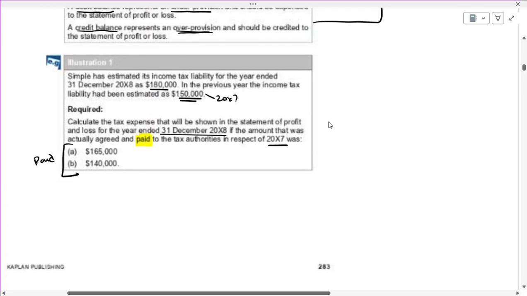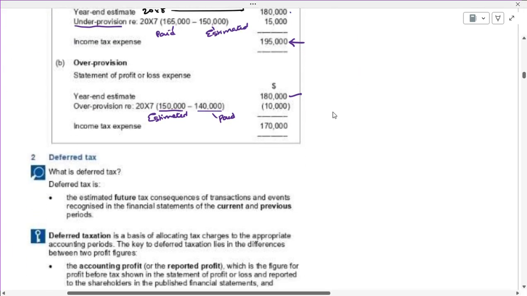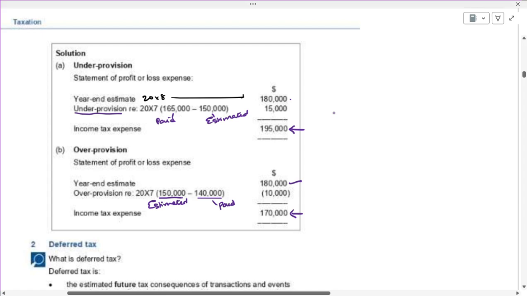Go back to that. How much have you paid? 140. We have estimated 150. This is the estimated amount, and this is the paid amount. We estimated 150, but we paid 140, so we have made an over provision. This much we have to deduct, and this is the income tax expense. Is it clear to you? First, see the solution.